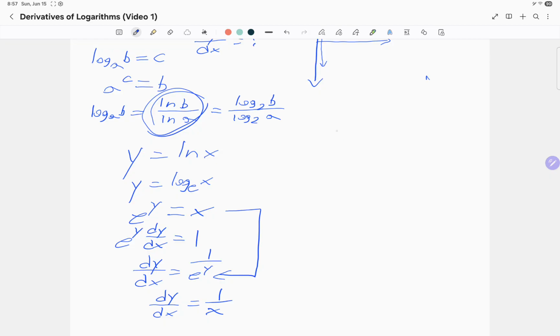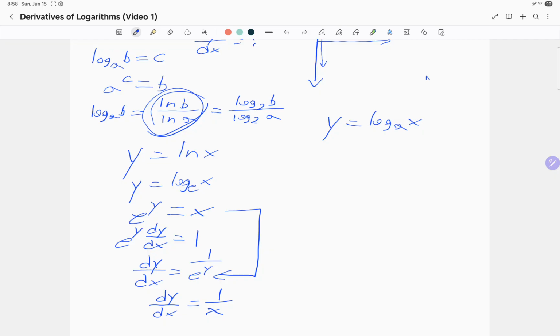Now let's consider a logarithm of base a of x. If we take the approach we did before, we'll have a to the y equals x. And then what's the derivative of a to the y? Well, do you want to do that by definition? I'm assuming that we don't know that here. So let's scrap that. Let's do something else.